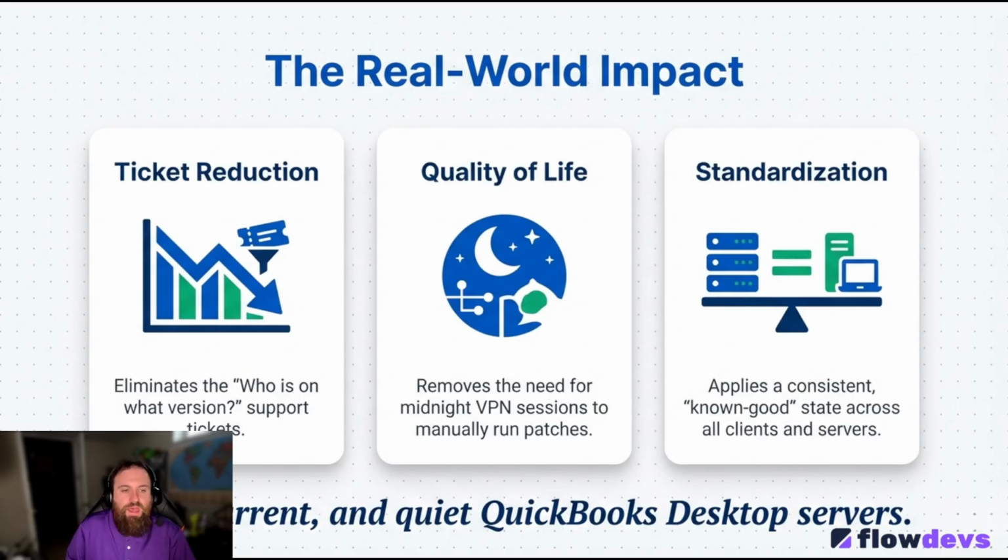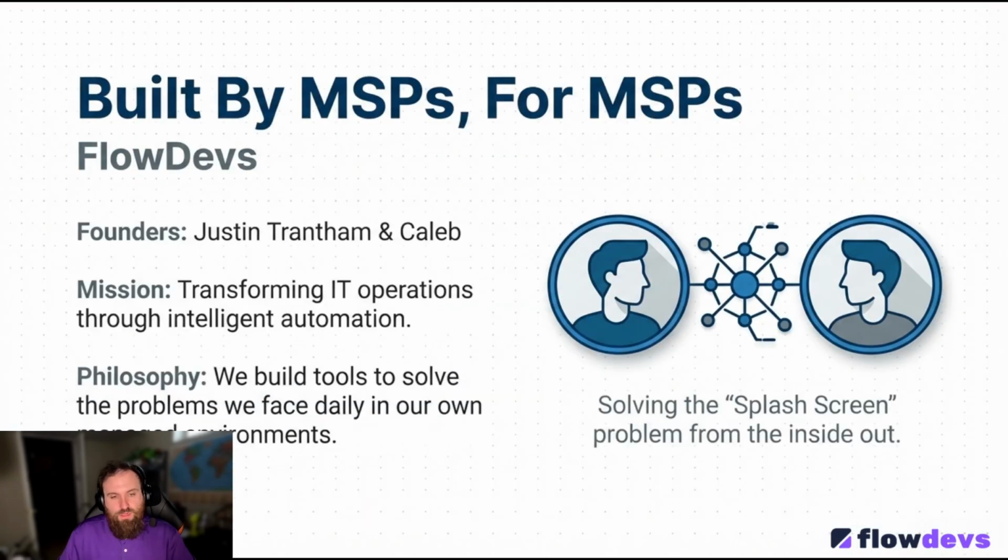So, the real world impact. What does this really do? It eliminates the "who's on what version" support tickets, if you have a lot of sprawl between your session hosts. It also removes the need for logging into the servers, in this case it says VPN, to manually run those patches. And it standardizes all of your session hosts. Whether you're running a gold image or multiple session hosts, it will apply the same configuration, that known good state for QuickBooks, across all of them. So you don't have one or two hosts that you're fighting with, where it works on my computer but not this computer. Those bugs are the hardest to solve and really find.